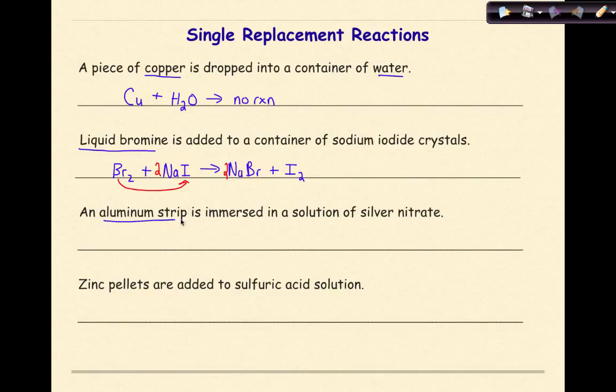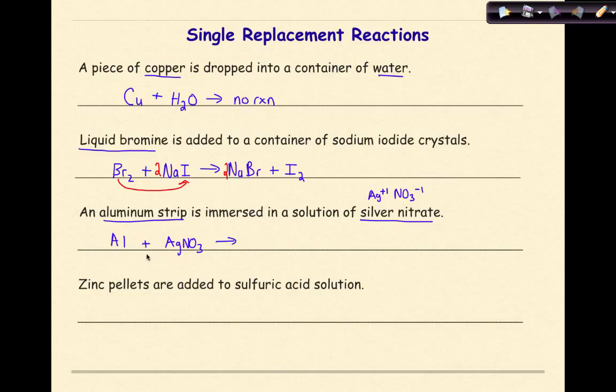An aluminum strip is immersed in a solution of silver nitrate. So aluminum strip, that's just aluminum metal. We're going to write the symbol for aluminum, which is Al, plus silver nitrate. Now remember, silver is Ag plus 1. Nitrate is a polyatomic, so NO3 minus 1. So as a result, our compound here is AgNO3. Arrow to say, hey, this reaction is going to happen.